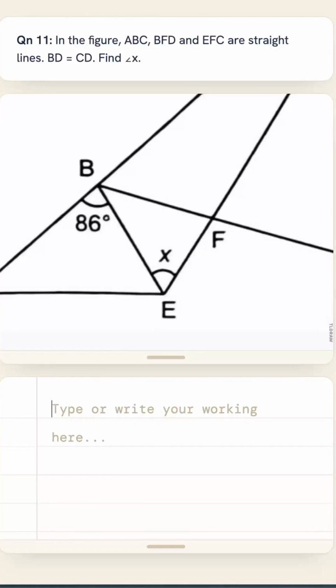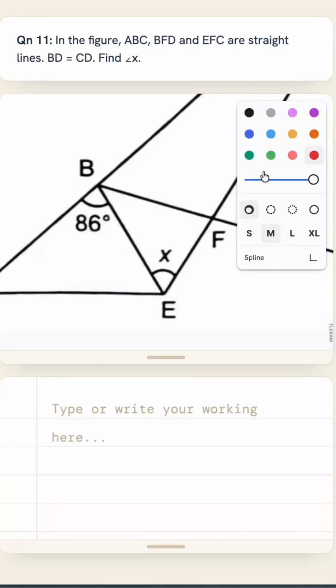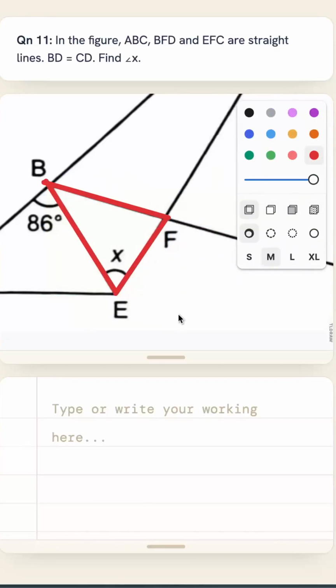So angle X over here is part of what shape? If you say BFE, this triangle over here, then you are right. So we need to find two other angles, which in this case is angle BFE and the other angle, angle EBF. So we can just write down angle X is equal to 180 minus angle EFB, which is in blue, and minus angle EBF, which is in green.